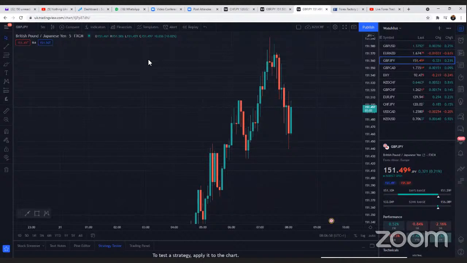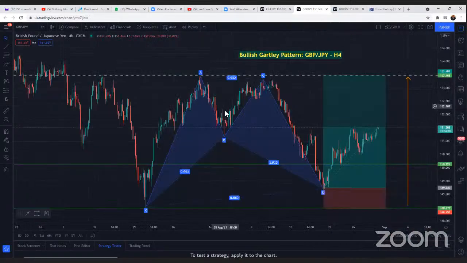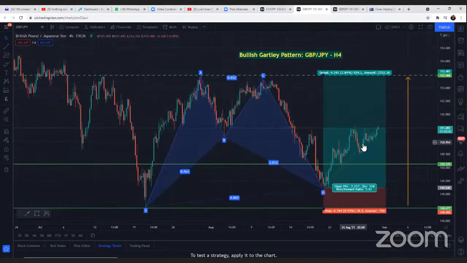Let's see if we can find some trades. Actually, some of the harmonic patterns I posted last week are still valid. As you can see, the pound JPY we were just looking at is still valid. Let's go there. So there we go, we can see it's pushing up.